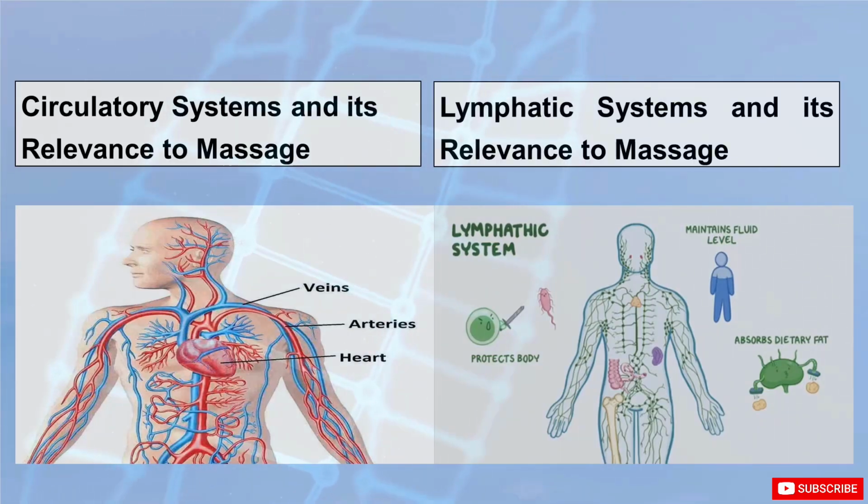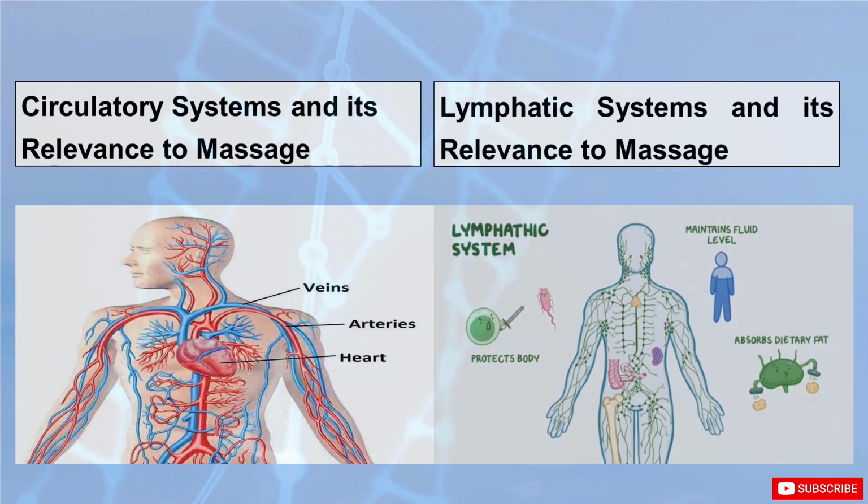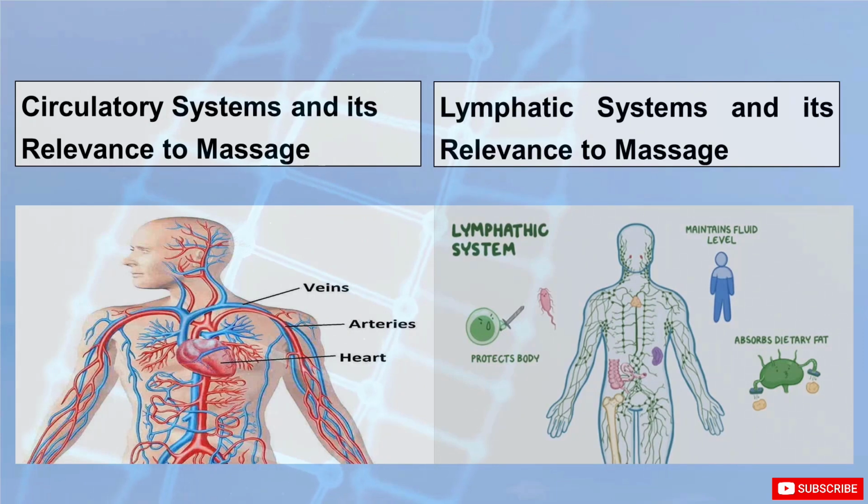Circulatory and lymphatic systems and their relevance to massage. The circulatory and lymphatic systems are essential components of the human body's transport and immune defense mechanisms. They play a significant role in massage therapy, as massage can directly influence these systems and contribute to overall health and well-being. Let's explore the relevance of the circulatory and lymphatic systems to massage.